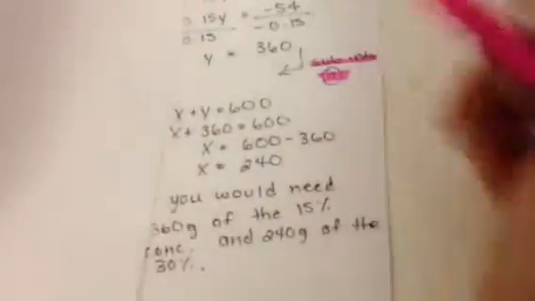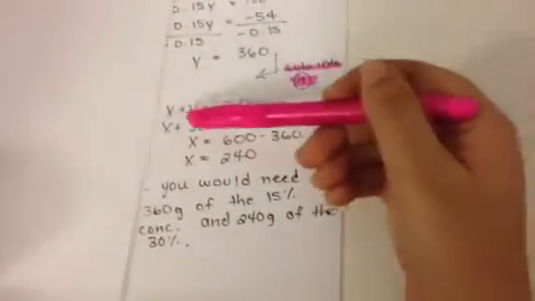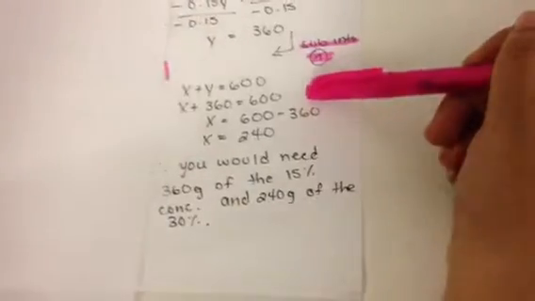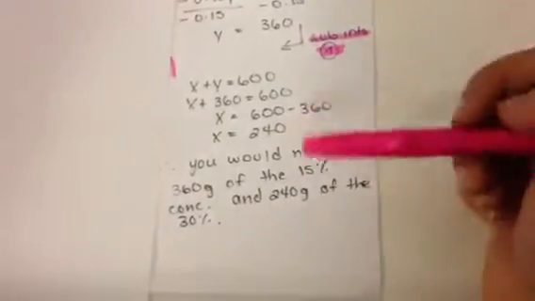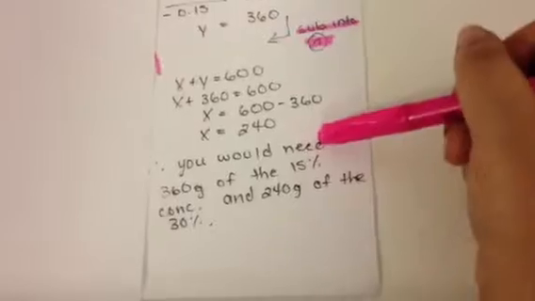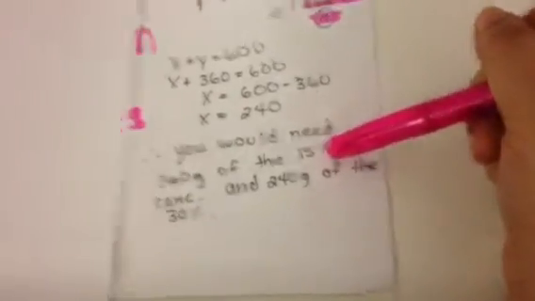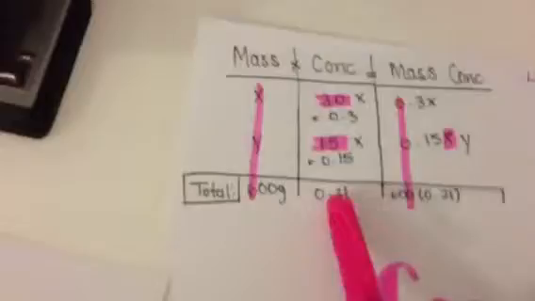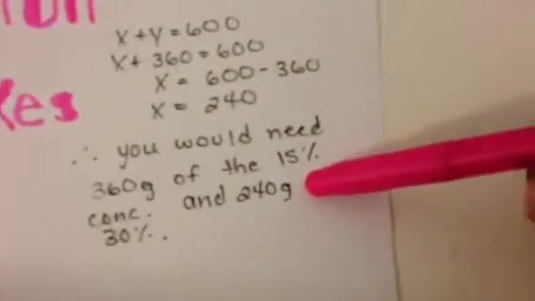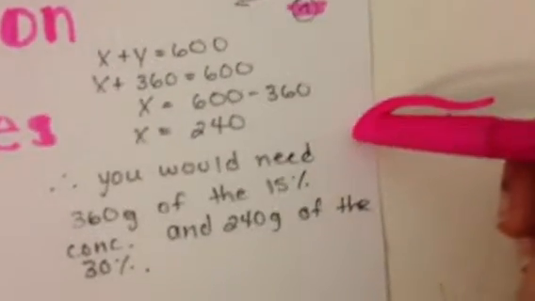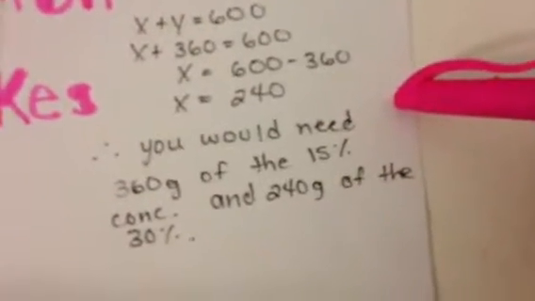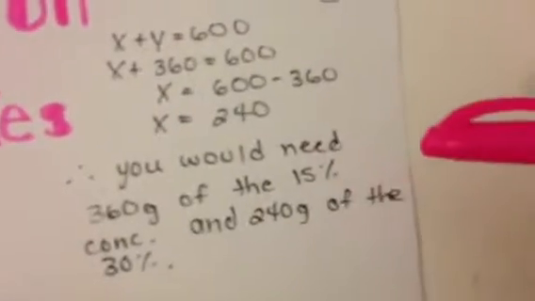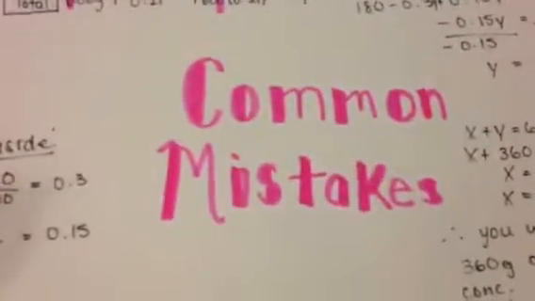Now, I take the y that I found and I put it into the first equation to get what x would be. I place it in, and then I subtract 360 from each side to get 240. And in the end, I write my final statement, and the decimals that were converted in the chart here, I convert them into percentages in my final statement. So you would need 360 grams of the 15% concentration fruit and 240 grams of the 30%. And that's the common mistakes that I make during math.